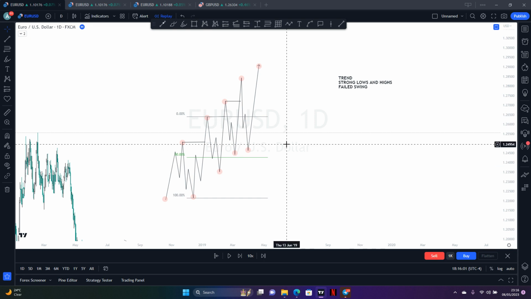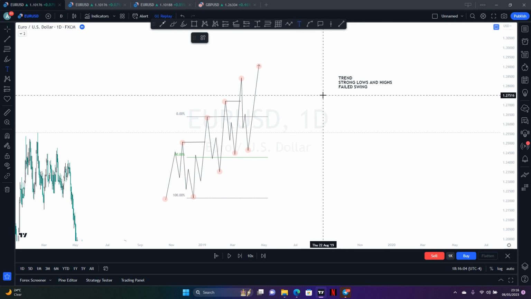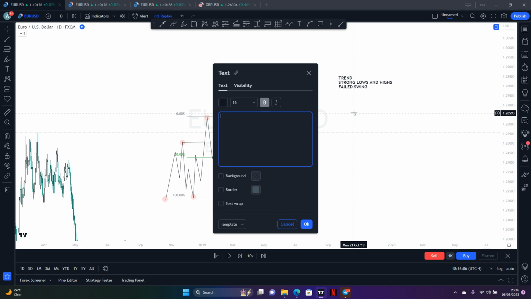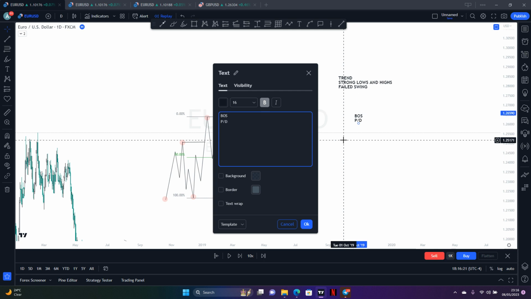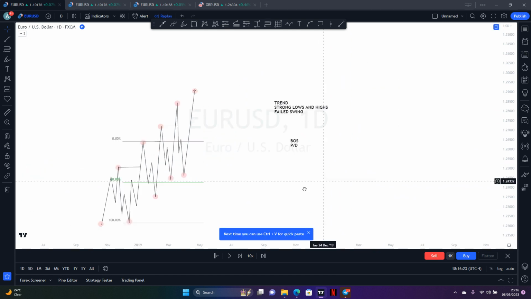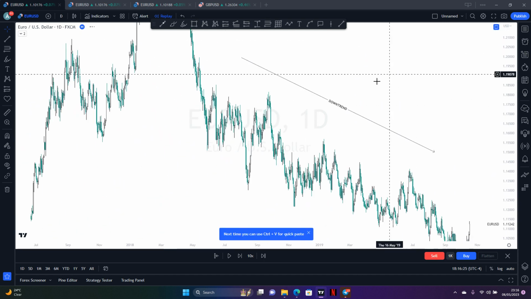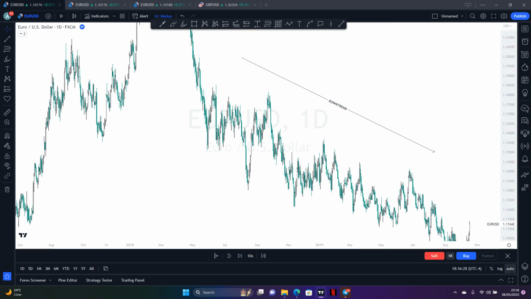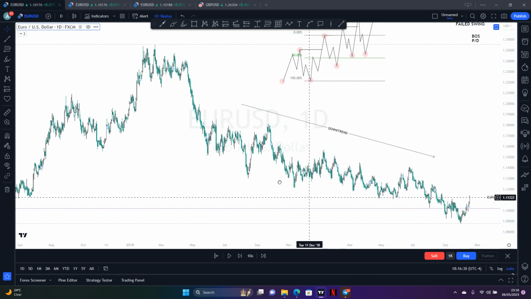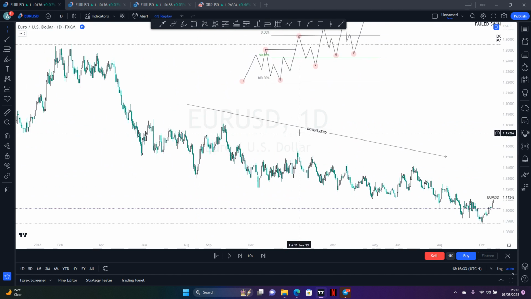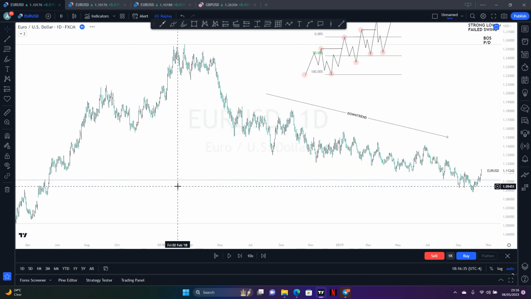So the rules are: first, price needs to break structure, BOS. Then second, it needs to come back into premium or discount. So if we come into this trend right now, I'll put it on auto to see everything clearly. If we come into this trend right now, what do we see?